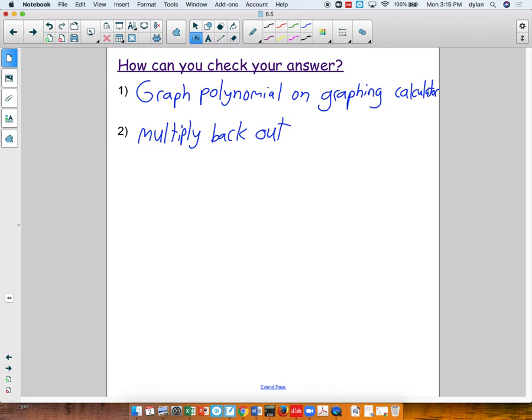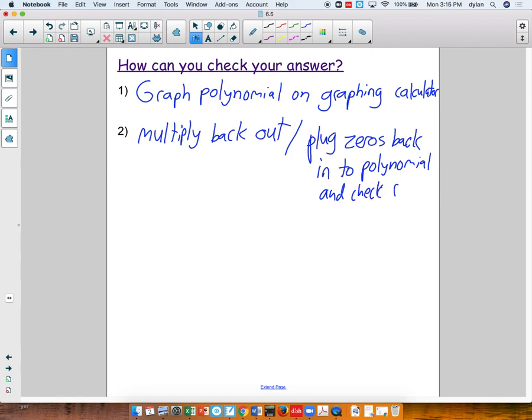Or if you're trying to find the zeros instead of just trying to do the division, you can just plug the zeros back in to the original polynomial and make sure that the answer is 0. So really, it's pretty straightforward to check your answers for polynomial long division problems, and that's always something worth doing if you can. So that brings us to the end of our video for 6.5.